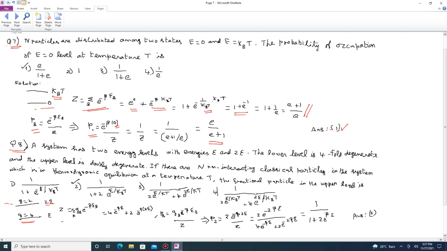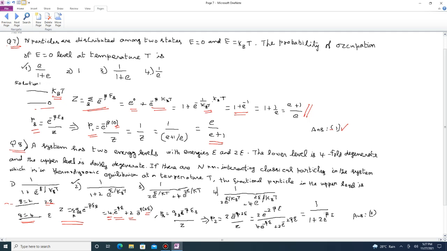So the expression for the partition function is Z equal to the summation over s of g_s e power minus beta E_s. For the first level the multiplicity is 4, so g1 is equal to 4, and E1 is equal to E. So this is your first term, 4 e power minus beta E, and for the second term g2 is equal to 2 and the energy is 2E, and therefore this is the expression for the partition function.